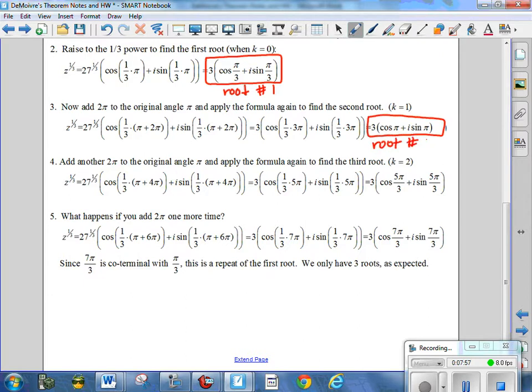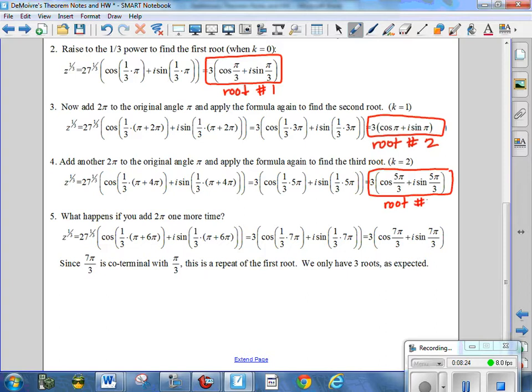One more root to go. I need to have 3 cube roots. So I add another 2 pi to my original angle. So instead of adding 2 pi, now I'm adding 4 pi. I have pi plus 4 pi, which is 5 pi. I did 27 to the 1/3, which is 3. 1/3 times 5 pi is 5 pi over 3. So here is my root number 3.